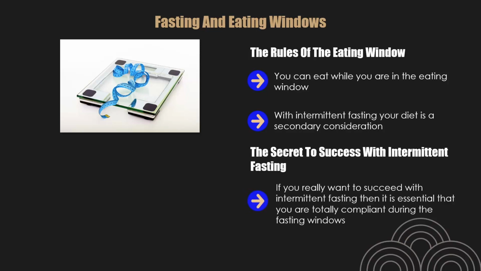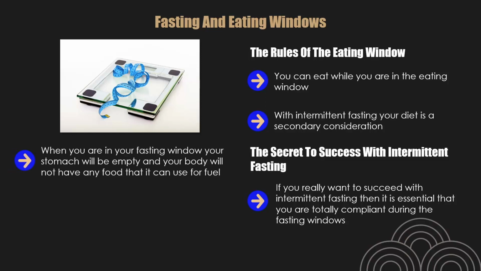The secret to success with intermittent fasting. If you really want to succeed with intermittent fasting, then it is essential that you are totally compliant during the fasting windows. This means consuming no calories and only drinking water. The reason that this is so important is that your body will turn to your fat stores as a source of energy. When you are in your fasting window, your stomach will be empty and your body will not have any food that it can use for fuel. It will have no choice but to tap into your stores of fat. This is exactly what you want, as it will burn that unwanted fat away.